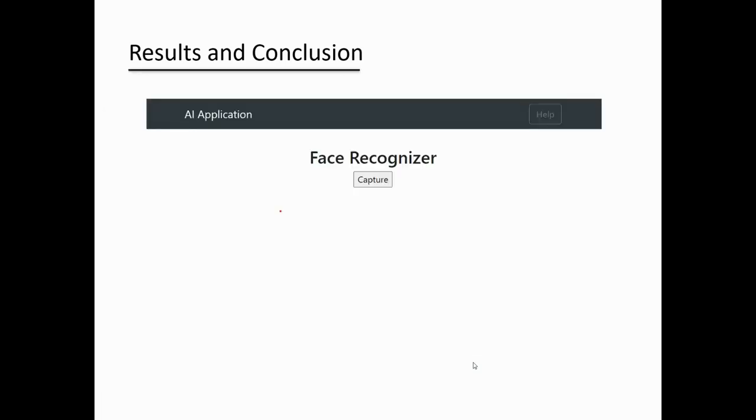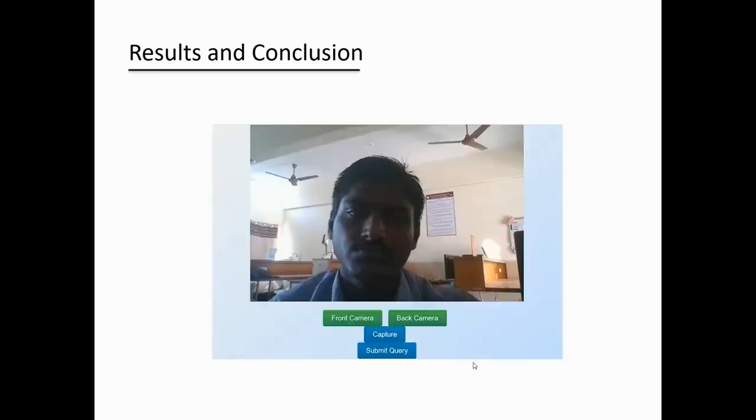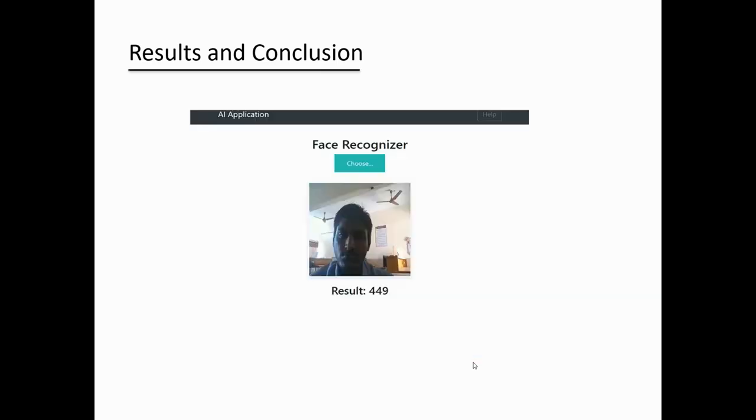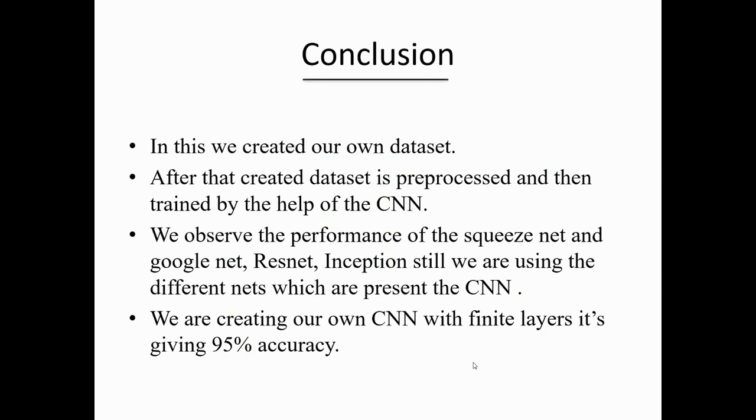This is the application which I designed. When I click on the capture button, it automatically opens the camera, takes the image input and then generates the corresponding classes. Finally, the conclusion is that we performed pre-processing on my data set, and then we performed on different networks. And not only that, my finetuned network gives 95% accuracy.